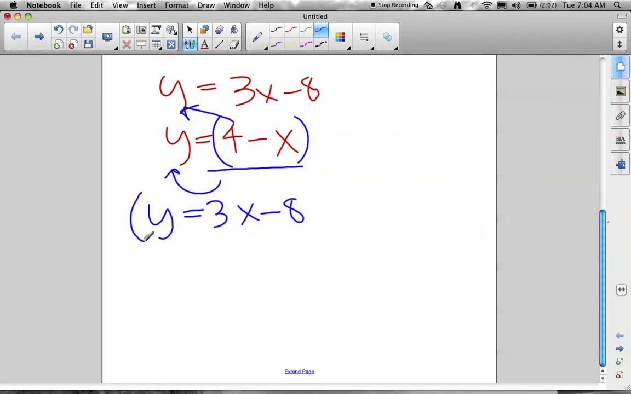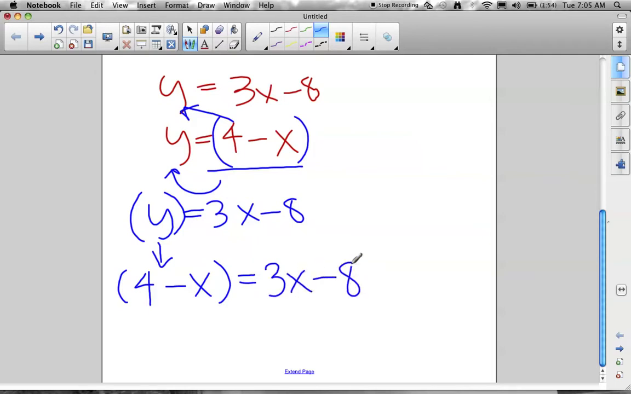I'm going to replace my y with 4 take away x, which equals 3x minus 8. Now, you don't need the parentheses here on the left-hand side, but I put them there anyway because in future problems, there will be numbers out in front here, and you're going to need to distribute. So really what I have is 4 take away x equals 3x minus 8.